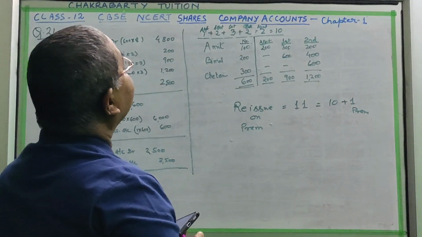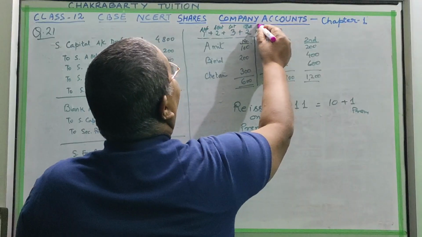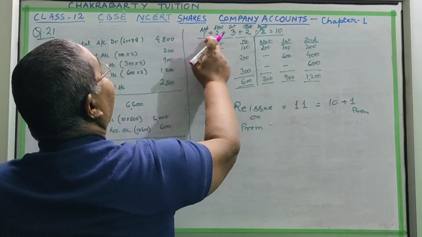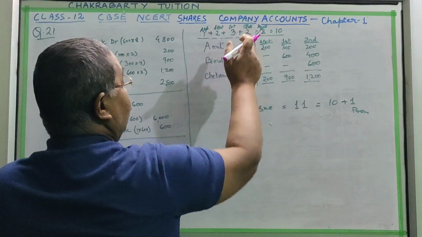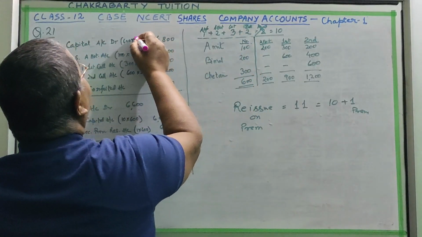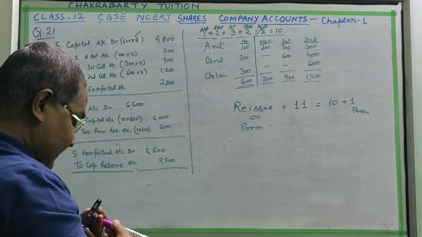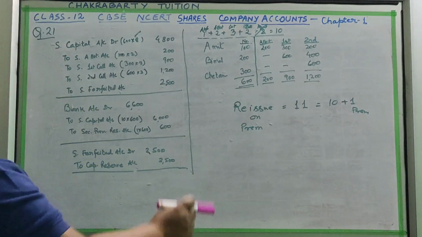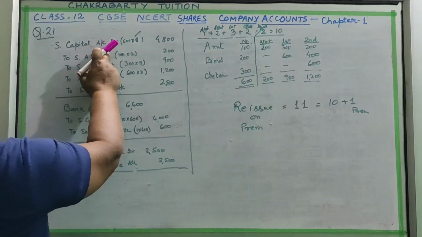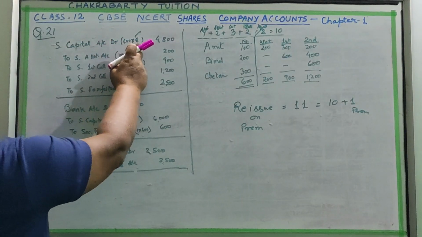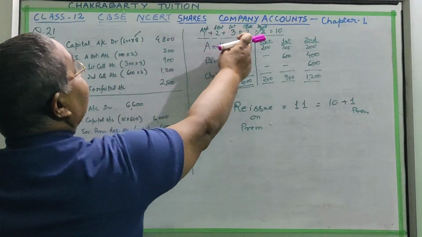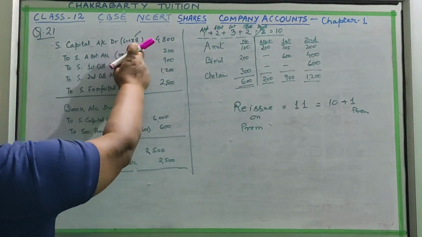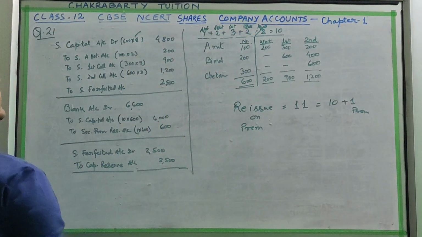So here you see, the final call was not made as per the question. So calls have been made for 1, 2, 3, that is 6, and 2 more, that is 8. Rupees 8 call has been made. So these shares have been forfeited. 600 shares have been forfeited. The first entry will be: share capital will be debited by the calls made. Calls made is rupees 8 only, so 600 into 8 is 4,800.